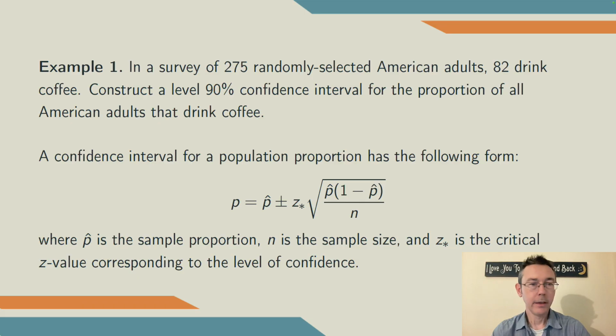Problem 1. In a survey of 275 randomly selected American adults, 82 say that they drink coffee. Construct a level 90% confidence interval for the proportion of all American adults that drink coffee.